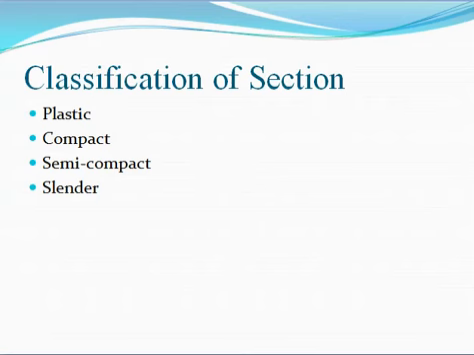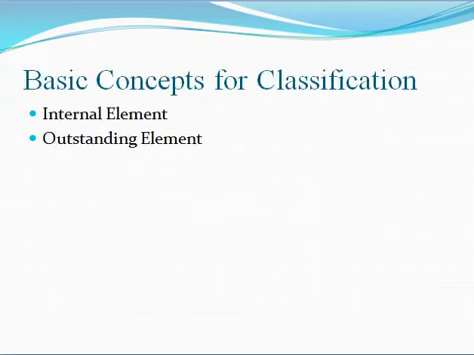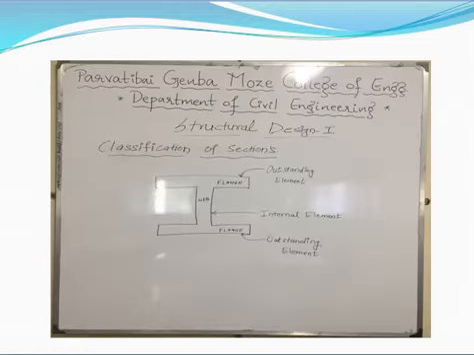Suppose we consider the I section. For the I section, there are two elements. First element is the flange and second element is the web. You can see in the next slide. In this slide the I section is given, and that I section is divided into three parts. First is the top flange, second is the web, and third is the bottom flange. This is the top flange, this is the web, and the bottom part is the bottom flange.